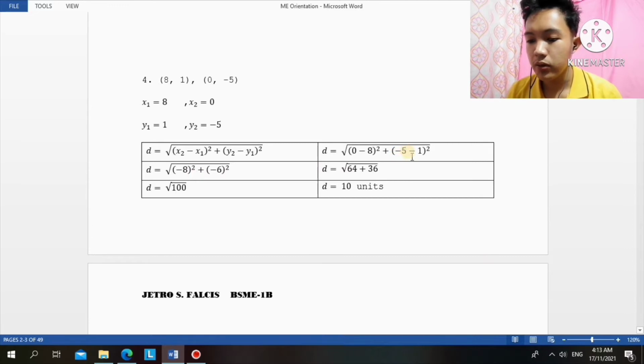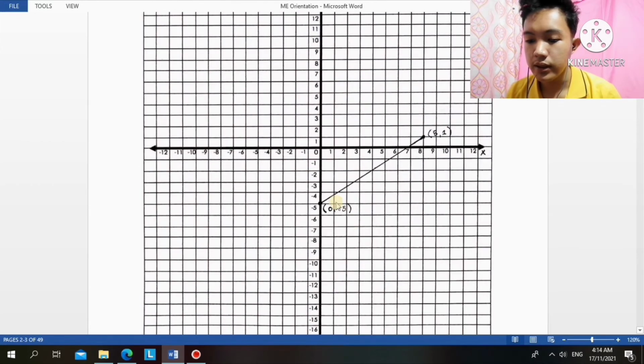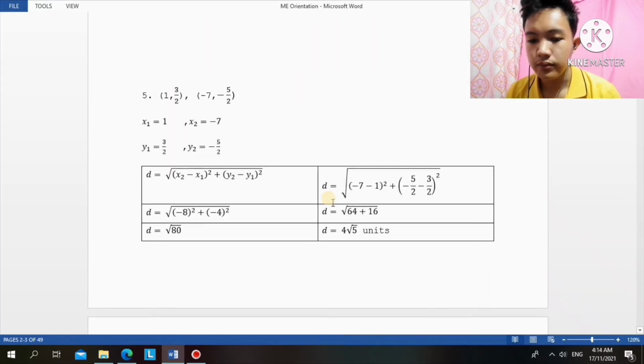So, 0 minus 8 is equal to -8. -5 minus 1 is equal to -6. So, then, -8 raised to 2 is equal to 64. -6 raised to 2 is equal to 36. 64 plus 36 is equal to 100. So, the square root of 100 is equal to 10. So, our distance is equal to 10 units. So, our distance from (0, -5) to (8, 1) is equal to 10 units.